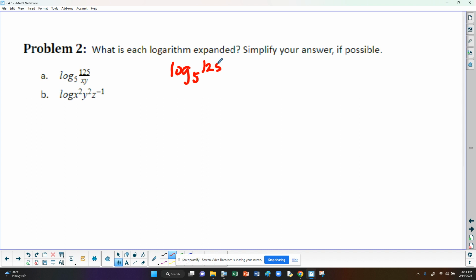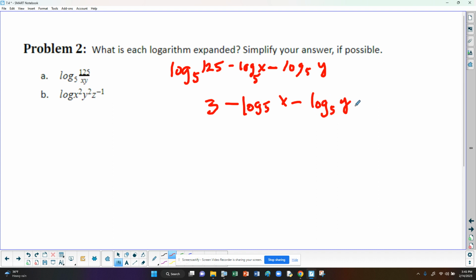So we'd have the log base 5 of 125 minus log base 5 of x minus log base 5 of y, because both the x and the y are being divided, so we would subtract both those logs. Then again, if we can see a log that can be simplified, like this log base 5 of 125, that's 3. So we'd simplify it. So that's going to be 3 minus log base 5 of x minus log base 5 of y. So there's going to be our expanded logarithm.